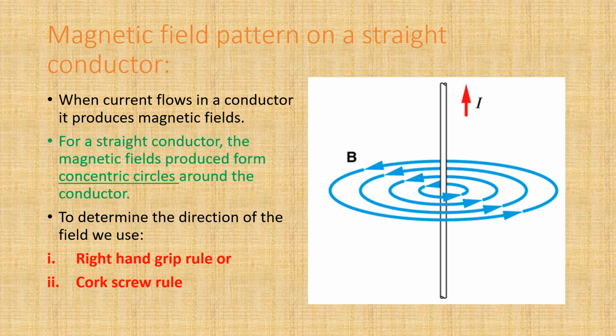State two methods that you can use to determine the direction of magnetic field. Answers: 1. Right-hand grip rule. 2. Corkscrew rule. What is the nature of magnetic field produced in a straight conductor that is carrying current? The magnetic fields are concentric. The magnetic fields are perpendicular to the direction of current. Those are two characteristics. Thank you so much.